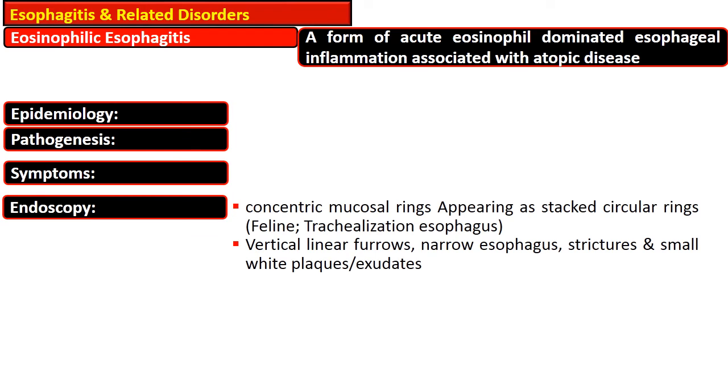On endoscopy, they present with concentric mucosal rings appearing as stacked circular rings, that is also termed feline esophagus or trachealization of the esophagus. They are like trachea, and it is called feline because it resembles the striped tail of the cat. The vertical linear furrows, narrow esophageal stricture, and small white plaque exudate are other features.